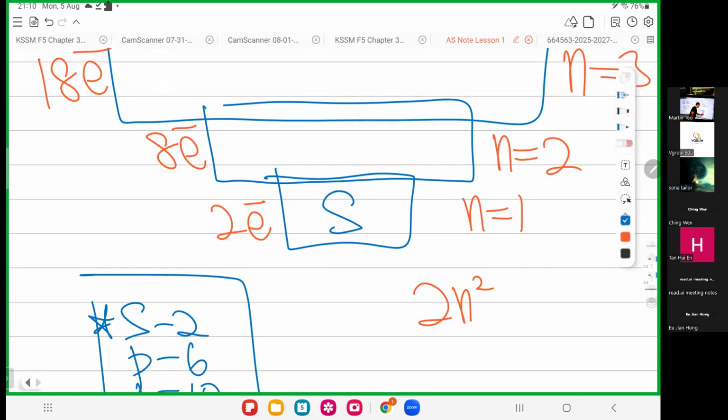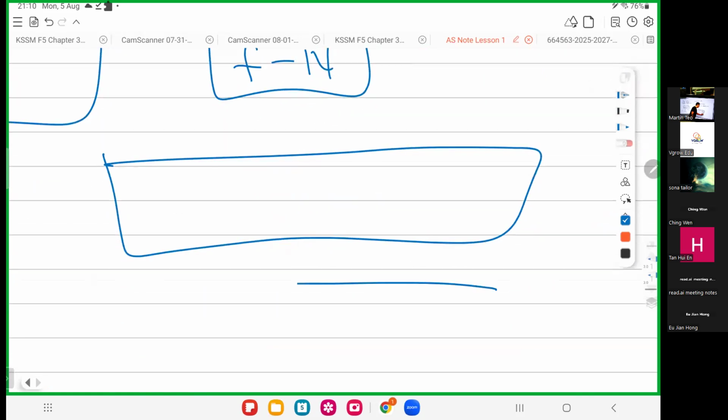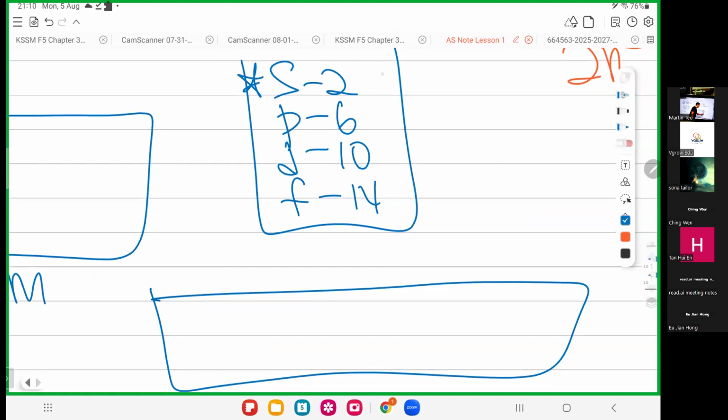Right, so second floor. The second floor has 8 electrons. So imagine now the cake is 8 meters. So how to cut 8 meters, everyone? Cut using the S first.